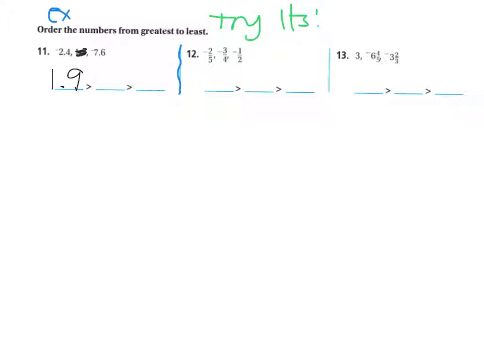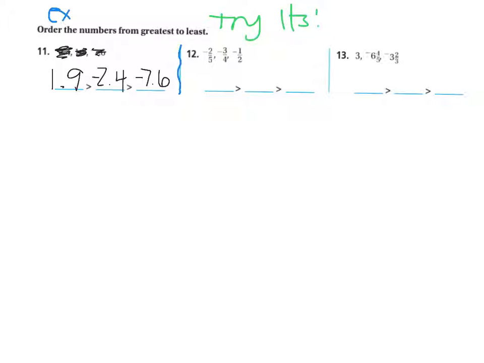And then I have negative 7.6 and negative 2.4. Well, I know that the next on the number line would be negative 2.4 because negative 2.4 is bigger than negative 7.6, because remember, as you're going negative, the bigger those numbers are, the further away from 0 they are, and the smaller they are. Okay, go ahead and try your try it problems.